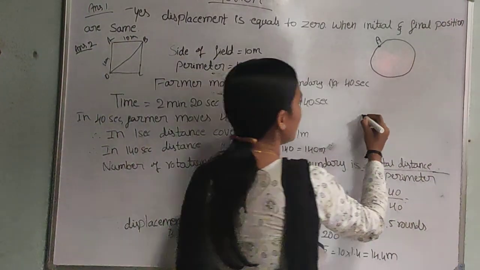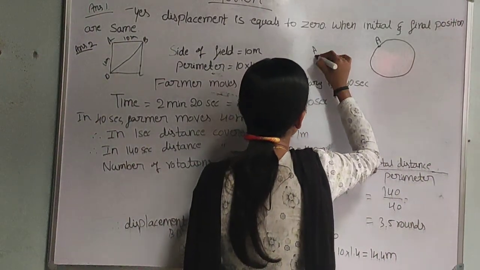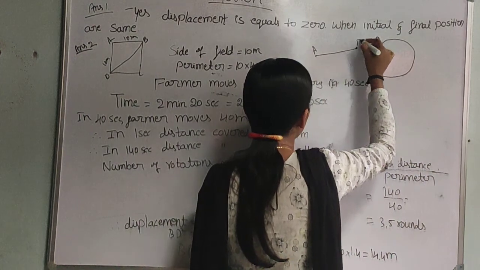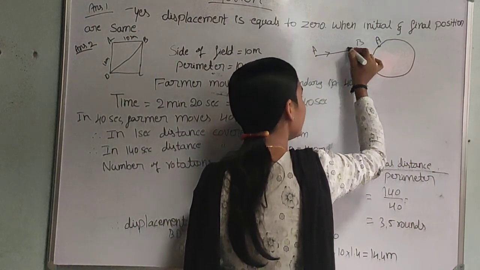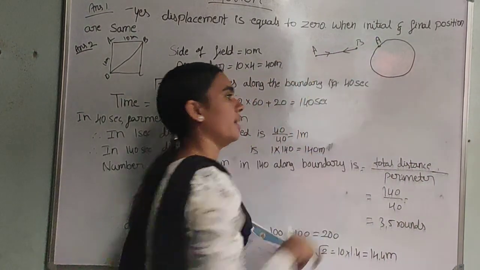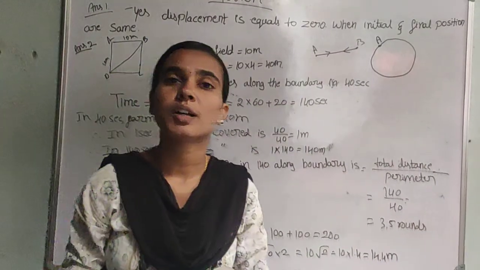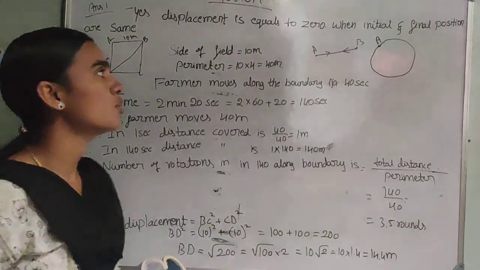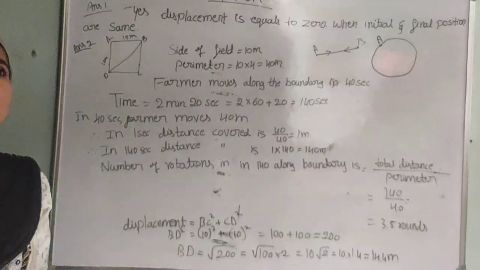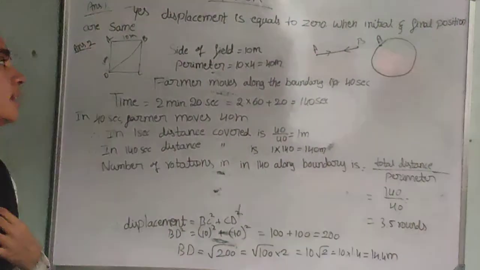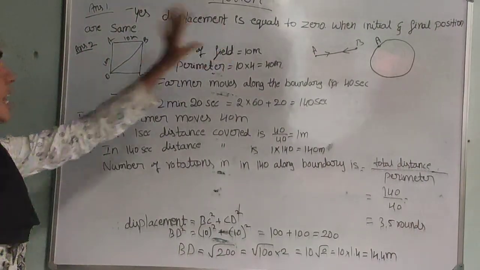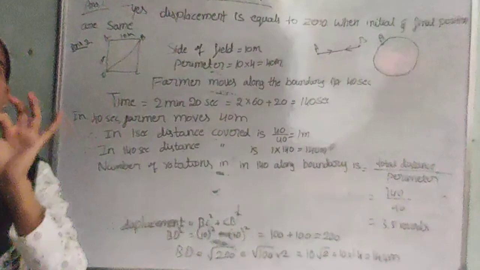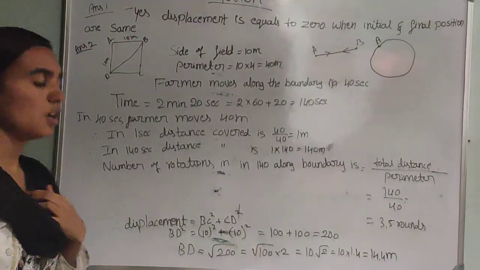Another example: an object starts its journey from A to B, and again it comes back from B to A. At that time the displacement of the object will be equal to zero. So they may ask when the displacement may be zero: when the initial and the final positions are the same, the displacement is equal to zero.